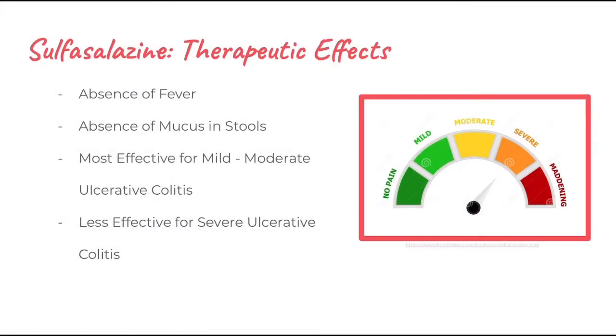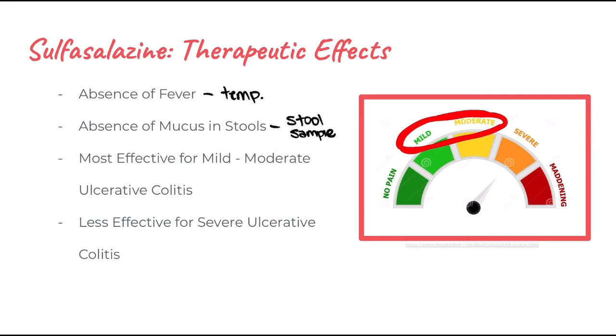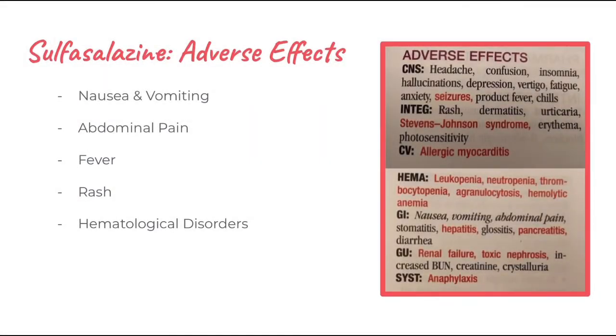The therapeutic effects that can be evaluated by the nurse include frequent vital signs, specifically watching the patient's temperature return to a non-febrile degree. The absence of mucus in the patient's stool is also a therapeutic response and can be monitored by obtaining a stool sample. A patient will experience the most effective treatment of sulfasalazine while experiencing mild to moderate ulcerative colitis, whereas someone with severe ulcerative colitis will likely need other drugs in combination.